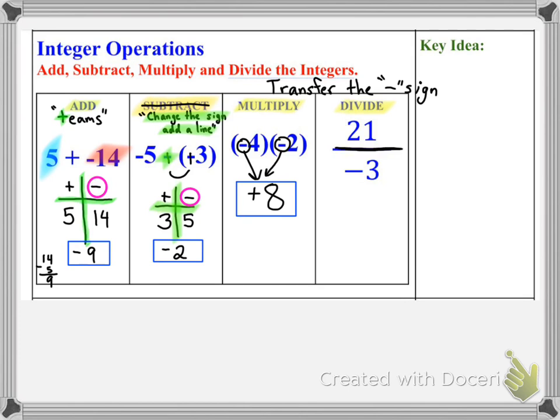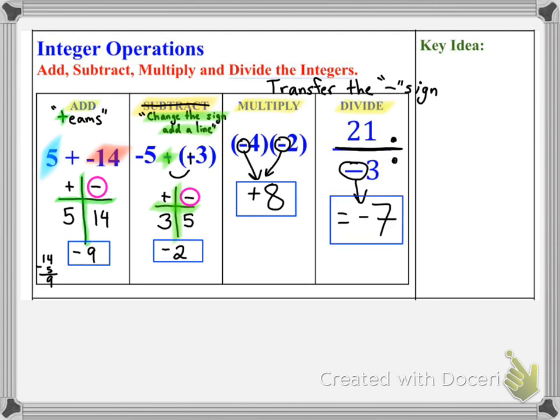To divide, we're going to also divide. Remember that fraction line right there means division, so that looks like a division symbol. So 21 divided by 3 is just going to be a 7. And if we have a negative sign, we're going to end up transferring it to the answer. So we end up with -7.